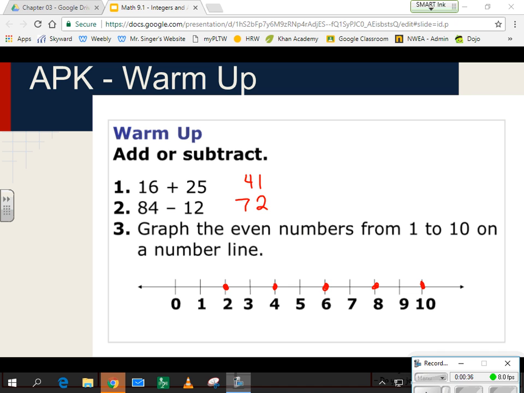All right, so here are the answers you probably got. 41, 72, and then all I did was put a dot on the number line where they were supposed to be. Even numbers, 2, 4, 6, 8, and 10.